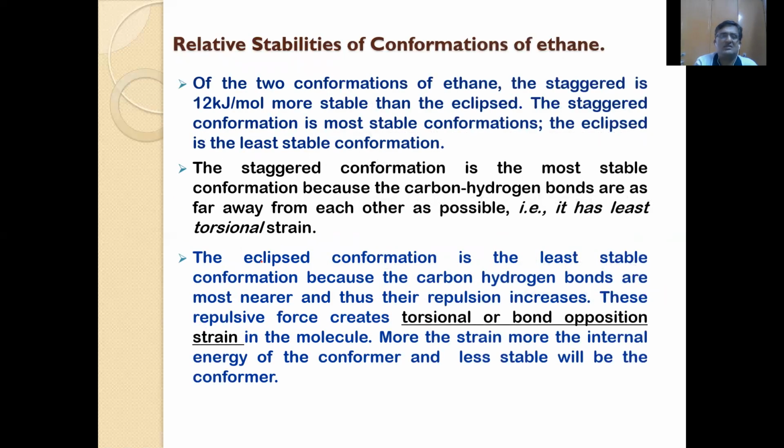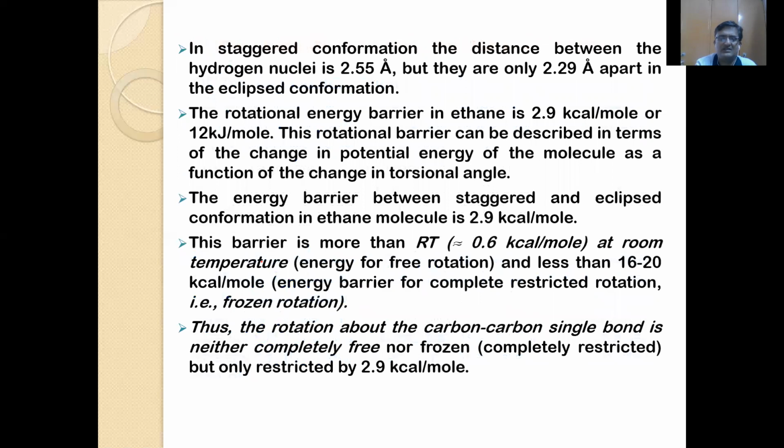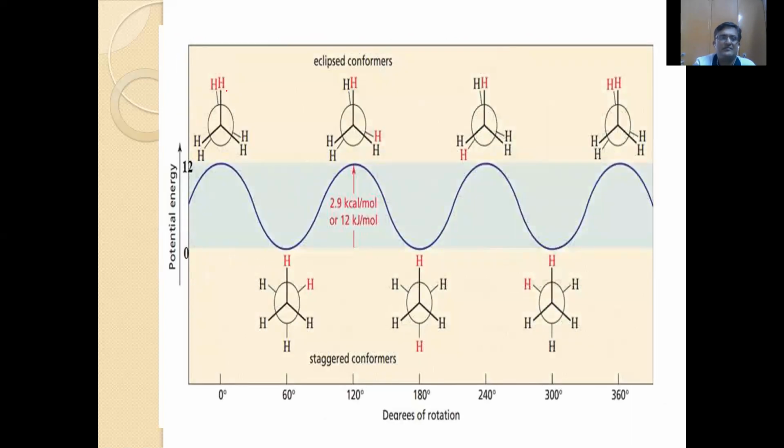So on account of the relative stabilities of the conformations of ethane, the staggered conformation is more stable than the eclipsed conformation. Even if you go through the energy barrier curve, you will find that the eclipsed conformation possesses very high energy, 12 kilojoules per mole, when all hydrogen atoms are in this state. And the staggered hardly possesses any energy, something like 0.59. Just you go through here.